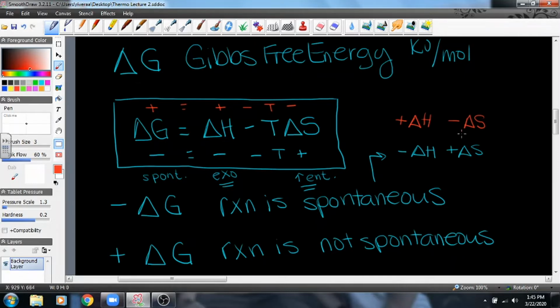Now, I'm sure you're wondering, well, what happens if you have a positive delta H and a positive delta S, or a negative delta S and a negative delta H?